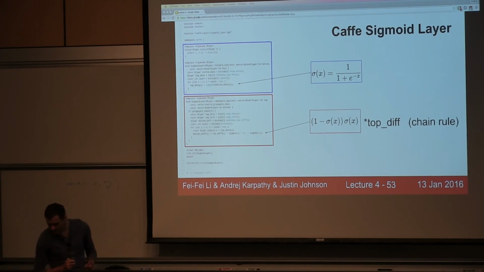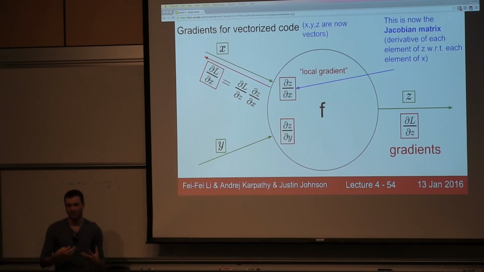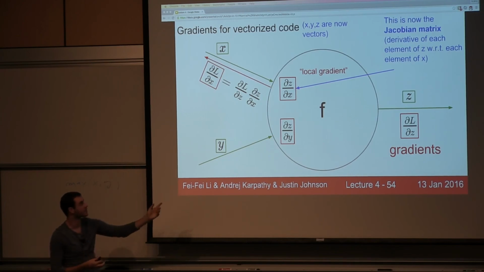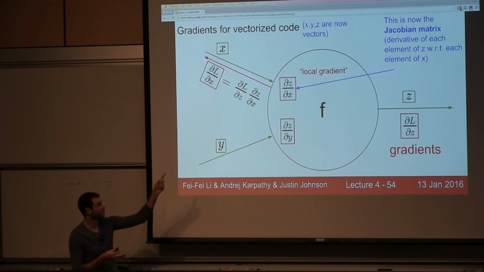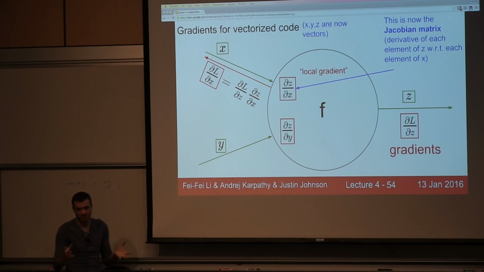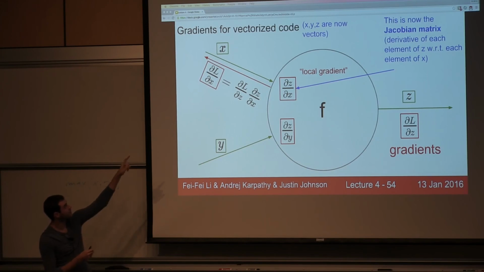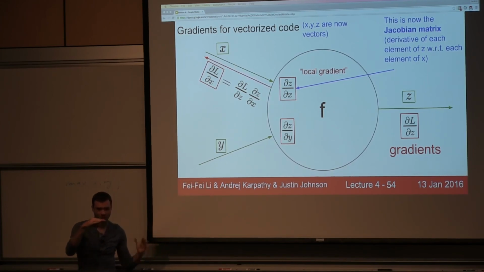So one point I'd like to make is we'll, of course, be working with vectors. So these things flowing along our graphs are not just scalars. They're going to be entire vectors. And so nothing changes. The only thing that is different now, since x, y, and z are vectors, is that this local gradient, which before used to be just a scalar, is now, for general expressions, a full Jacobian matrix. The Jacobian matrix is a two-dimensional matrix, and basically tells you what is the influence of every single element in x on every single element of z. And that's what the Jacobian matrix stores.